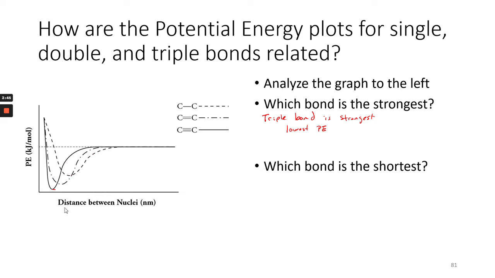Which bond is the shortest? Well, look at the distance here. It is also the triple bond. So as you have more bonds, you can actually get your two nuclei closer to each other before the protons start to repel.